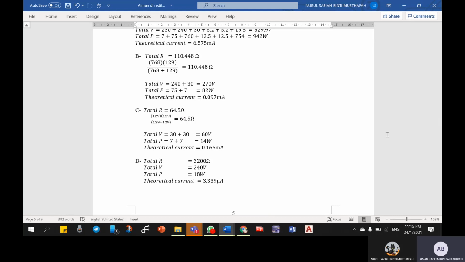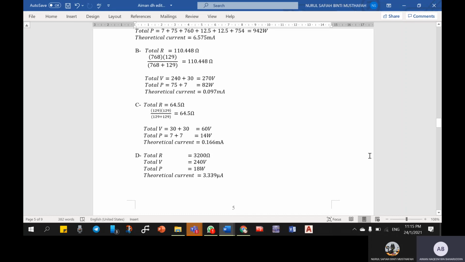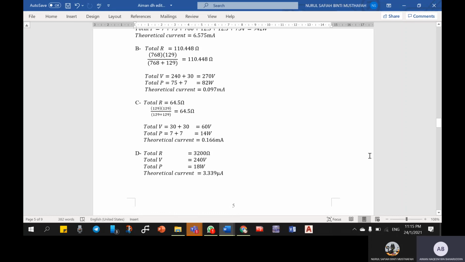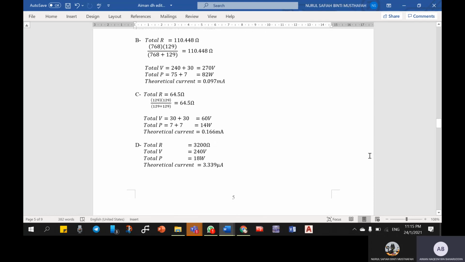For circuit C, the total resistance is 64.5 ohm. The total voltage is 60 volt. The total power is 40 watt, and the total current is 0.1666 milliampere. For D, the total resistance is 3,200 ohm. The total voltage is 240 volt. Total power is 18 watt, and the total current is 3.339 microampere.